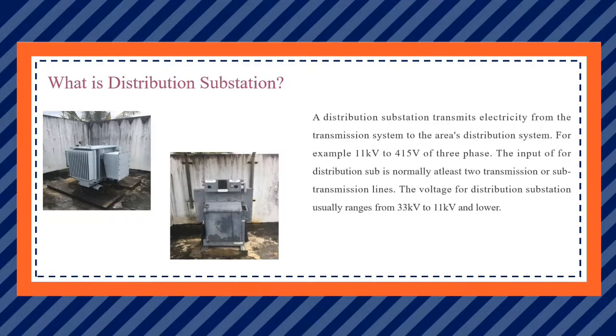Alright, next. What is distribution substation? A distribution substation transmits electricity from the transmission system to the area's distribution system. For example, 11 kV to 415 volt of three-phase, where it connects to the customers' houses. The input for distribution substation is normally at least two transmission or sub-transmission lines. The voltages for distribution substation usually range from 33 kV to 11 kV or lower.